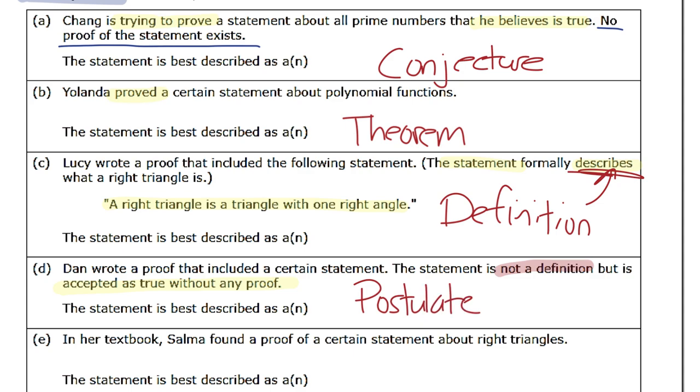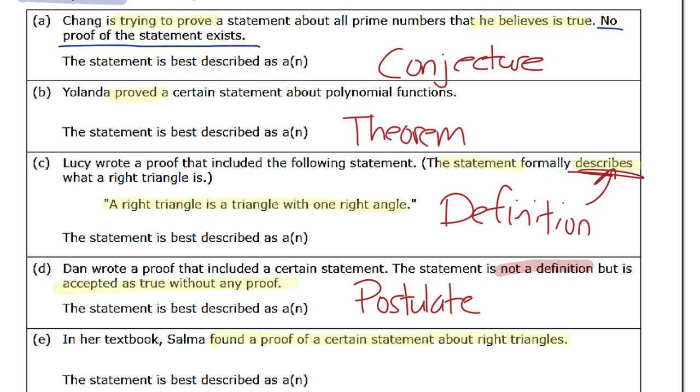And we can just look at those proof backgrounds, those 5 different things again. Just kind of look through those key words. Okay, one last one here on this page before we do one more, and you can try it. In her textbook, Salma found a proof of a certain statement about right triangles. So she found a proof of a statement about right triangles.